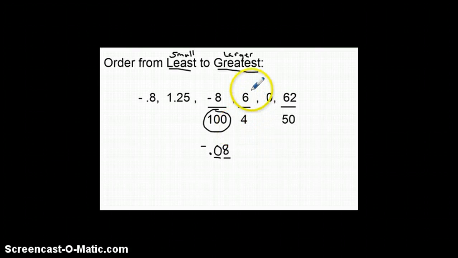Now we're going to look at 6 over 4. We're going to treat this as a division problem. So 6 divided by 4. 4 goes into 6 once. 1 times 4 is 4. Then we're going to subtract. 6 minus 4 is 2.